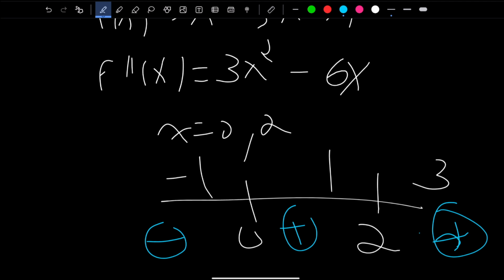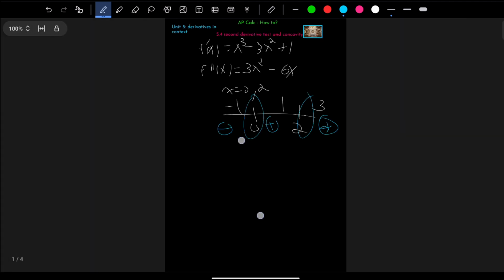We find that there's a local minimum at 2, and the local max is at 0. That's easy.